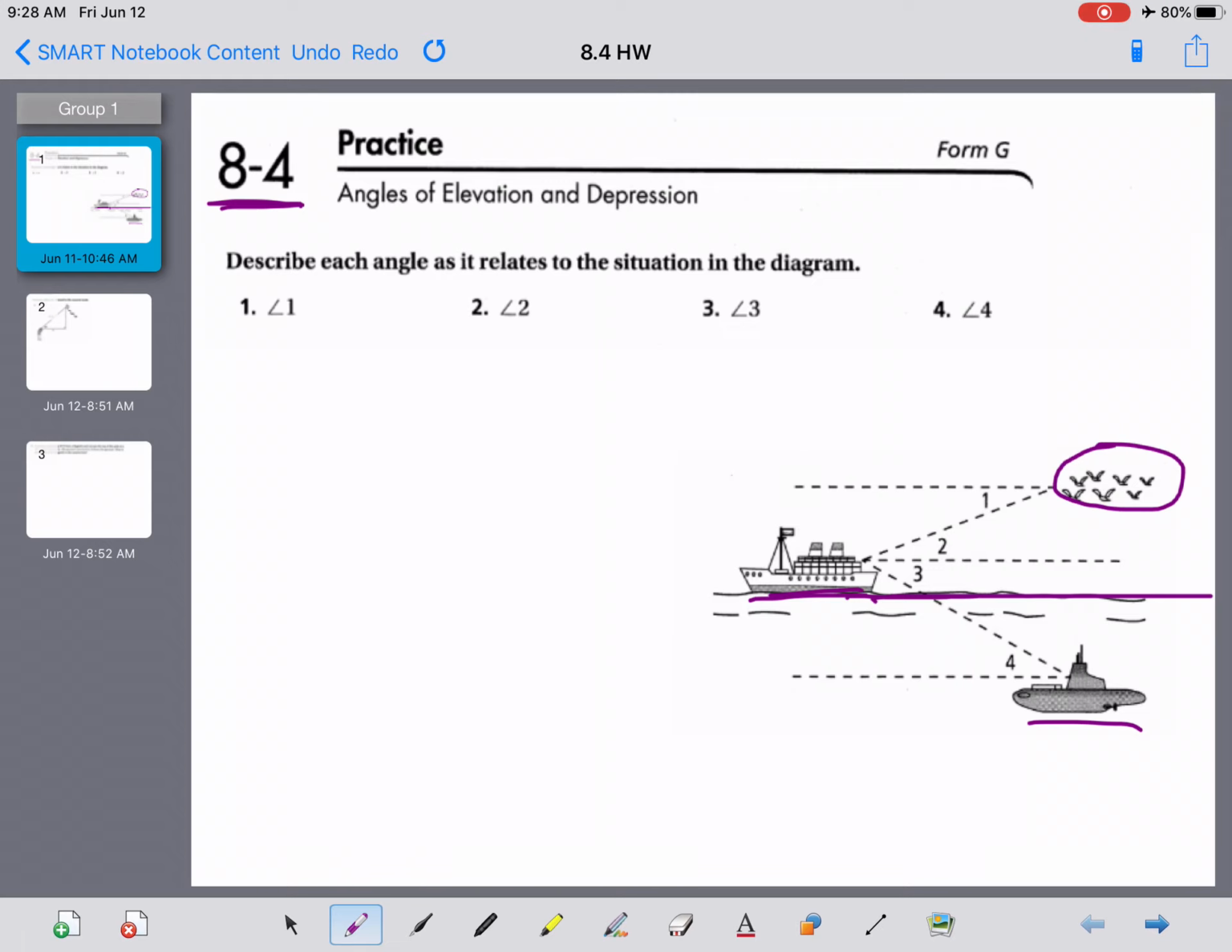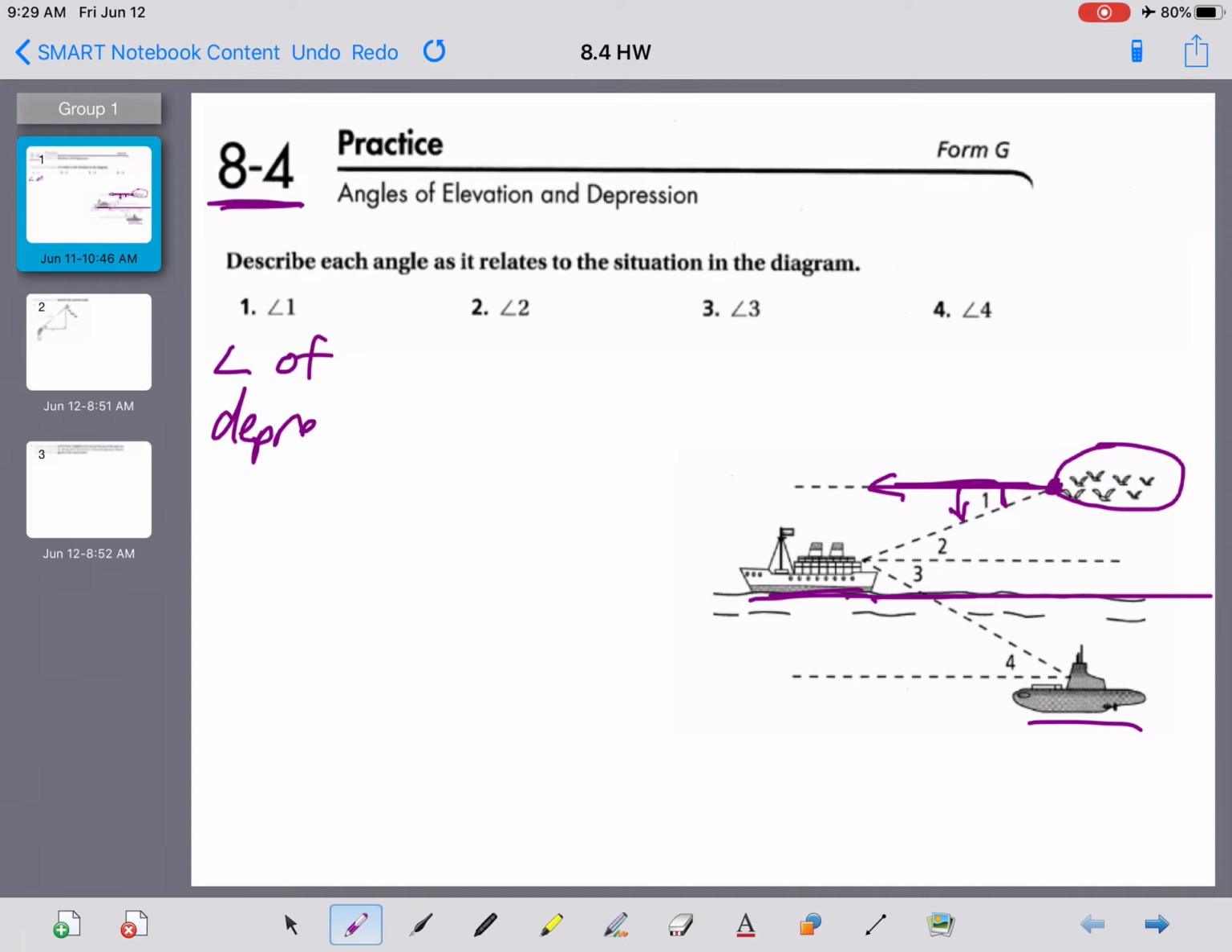What they mean, guys, is they want for each one of those angles for us to say whether it's an angle of elevation or an angle of depression. So let's take a look at angle 1. Angle 1 is located right over here. What we said in our notes on 8.4 that's important is that an angle of elevation or depression is always measured from a horizontal line. The horizontal line here is coming from the bird's point of view looking over in this direction, kind of towards the west. And angle 1 is measuring how far down those birds would have to look in order to see the ship.